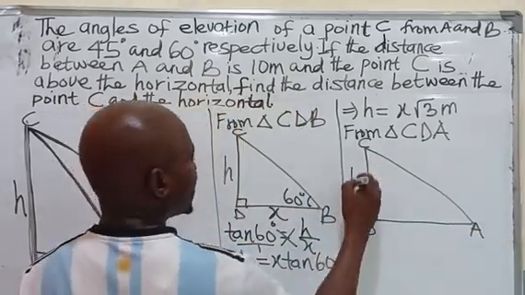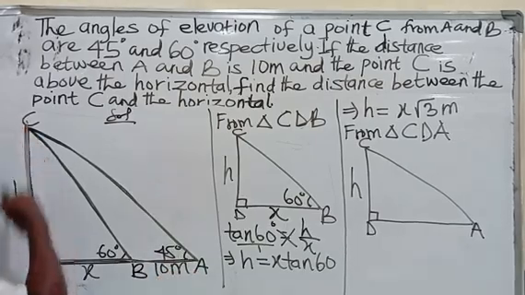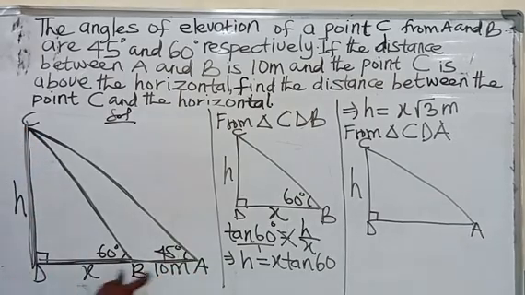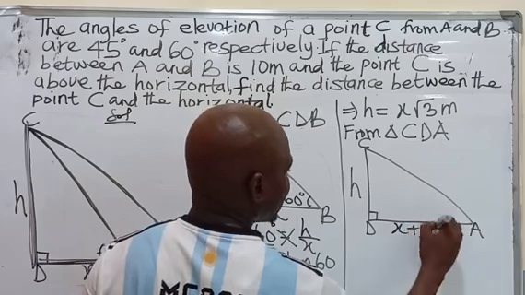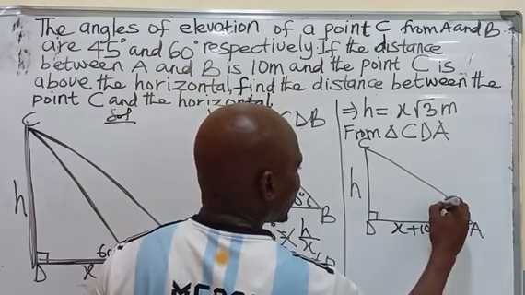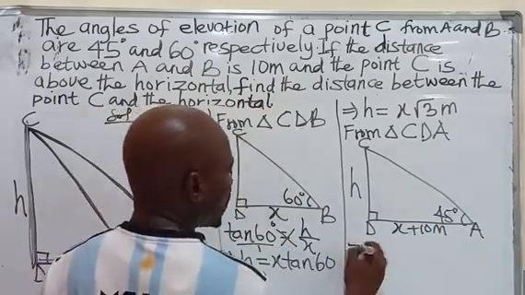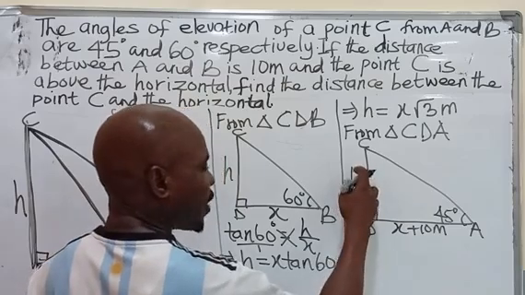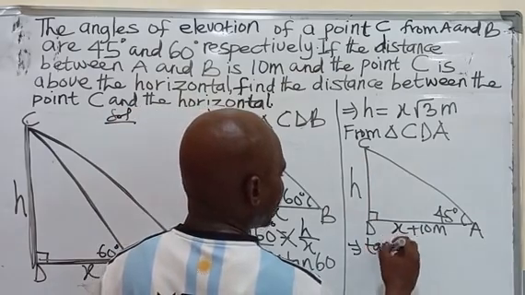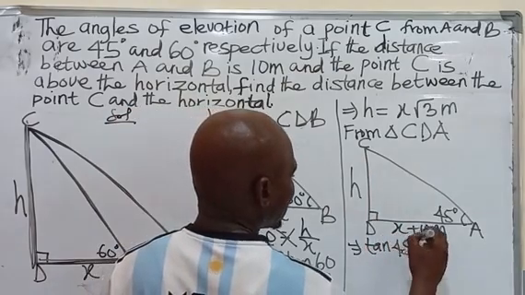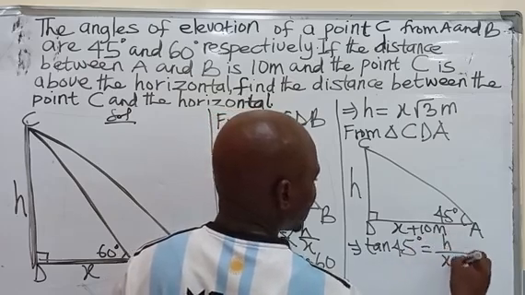Okay, so this is H. Now, the distance from A to the foot of the object we are looking at is this plus this. So that is X plus 10 meters. And then the angle is looking at is what? 45 degrees. So I'm looking for this H. So tan 45 is equal to opposite, which is what? H over adjacent X plus 10.